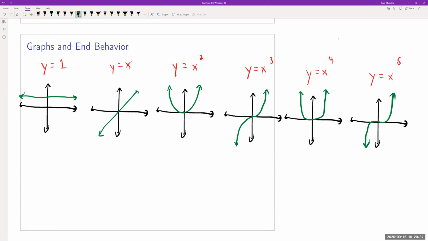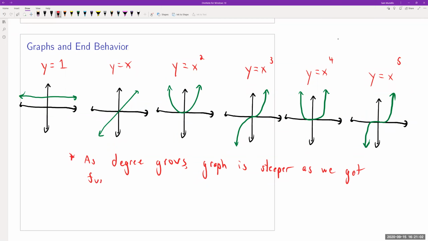And so we'll notice a couple of patterns. So two things that we'll want to observe here. As degree grows, the graph is steeper as we get further from 0, and flatter closer to 0.